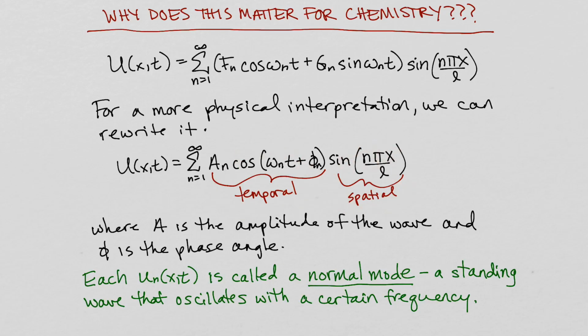Okay, so we like to think of each of these individual u of x of t's, the little u's, those individual modes, we call those normal modes. So normal mode is a term that you'll hear pop up a lot when you're talking about vibrational spectroscopy. So that's a term to commit to memory. You're going to hear that again. So a normal mode is simply just a standing wave that oscillates with a certain frequency.